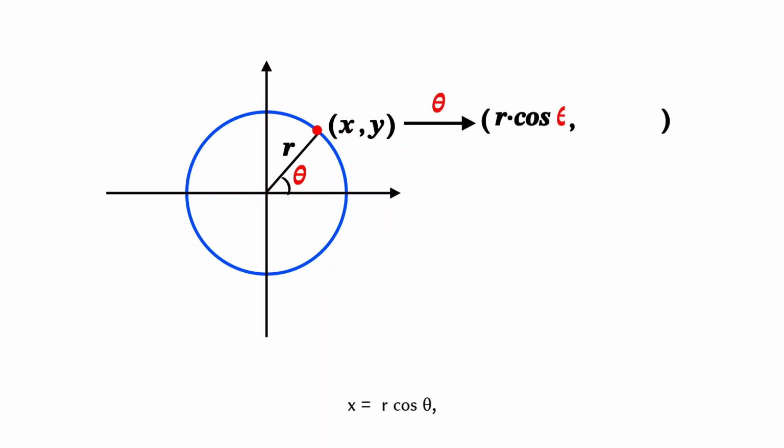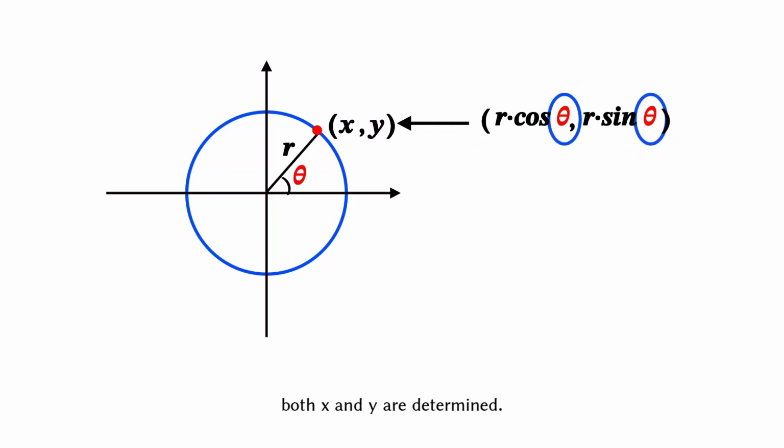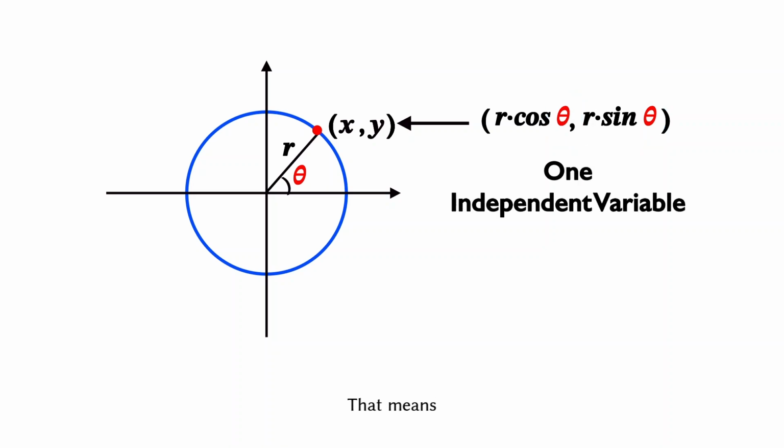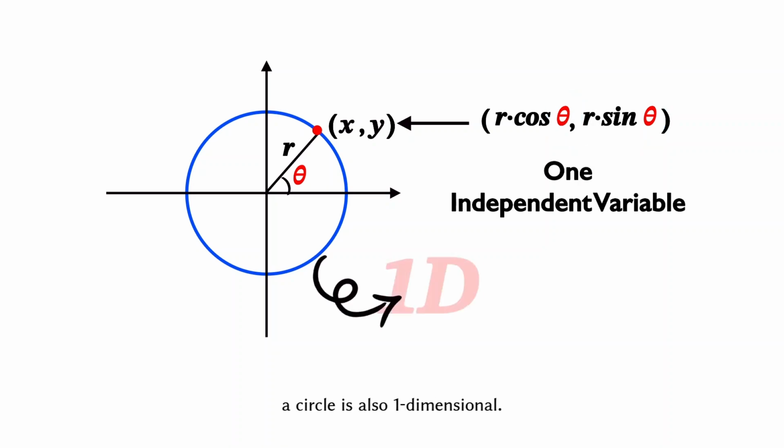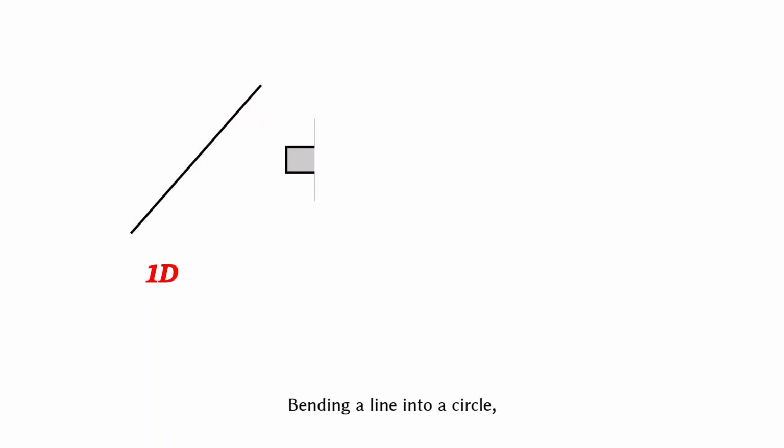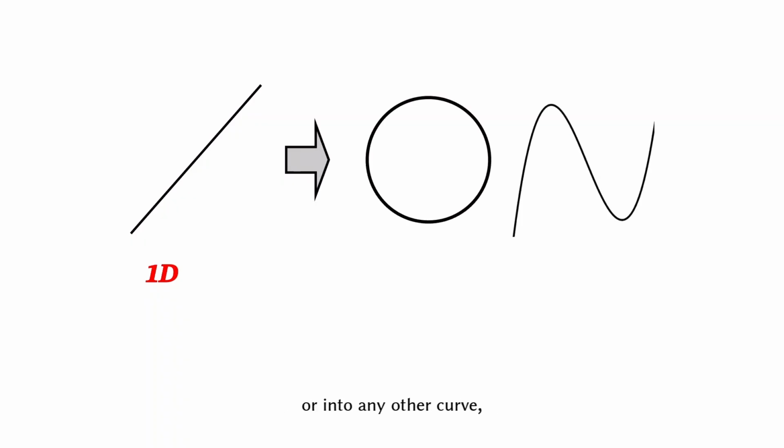X equals r cosine theta, y equals r sine theta. Once you choose theta, both x and y are determined. So we still need only one independent variable. That means a circle is also one-dimensional. Bending a line into a circle or into any other curve doesn't change its dimension.